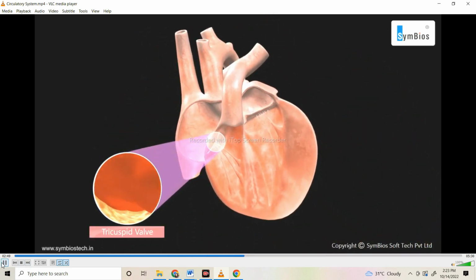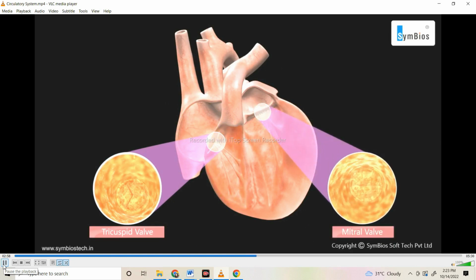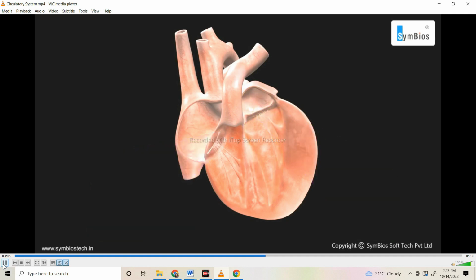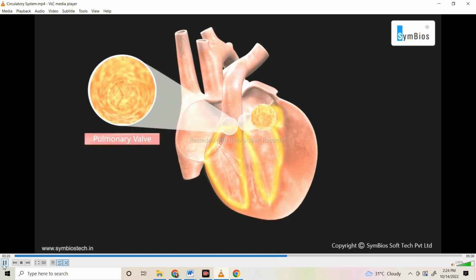The tricuspid valve guards the opening between the right atrium and the right ventricle. And the bicuspid or mitral valve guards the opening between the left atrium and the left ventricle. The openings of the right and left ventricles into the pulmonary artery and the aorta, respectively, are guarded by the 2 semilunar valves, the pulmonary valve and the aortic valve.